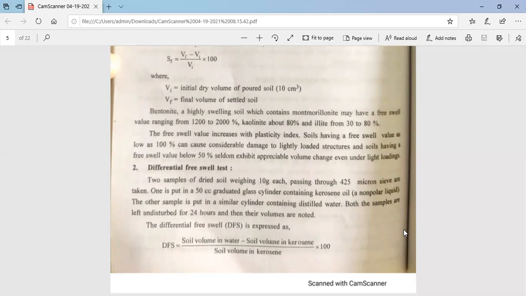Second is the differential free swell test. So two samples of dry soil weighing 10 grams each passing through a 425 micron sieve are taken. One is put in a 50 cc graduated glass cylinder containing kerosene oil. The other sample is put in a similar cylinder containing distilled water.